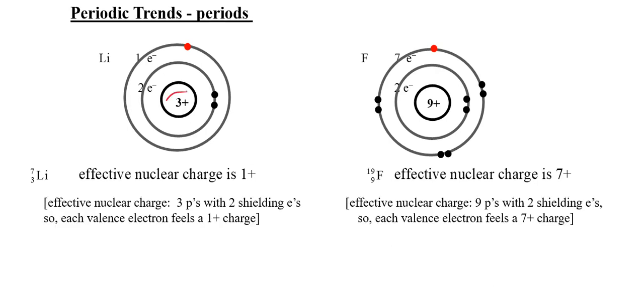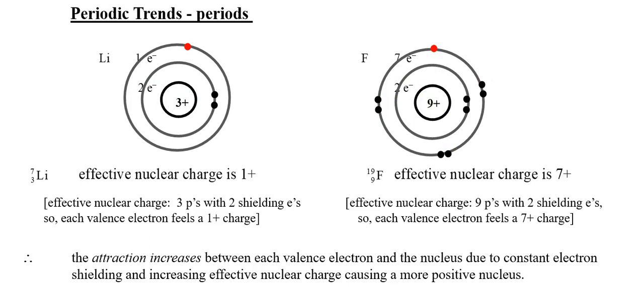You take the 3 protons with 2 electrons circling, the difference is 1 positive. But for fluorine, you've got 9 protons, only 2 electrons circling, difference is 7. Each valence electron feels 7 positive because these valence electrons out here are not obscuring the nucleus. They're not shielding the nucleus from our red little dude. So fluorine's red electron should be more attracted to the nucleus. He's feeling a greater charge, and so he's going to feel a greater attraction for that nucleus because as you go left or right across the periodic table, the attraction is going to increase because the positivity of the nucleus keeps increasing, but the shielding stays constant.